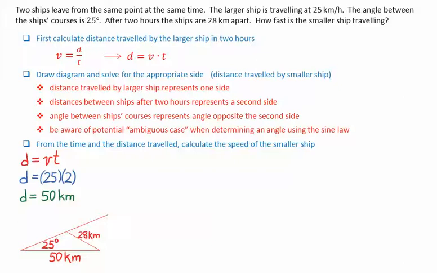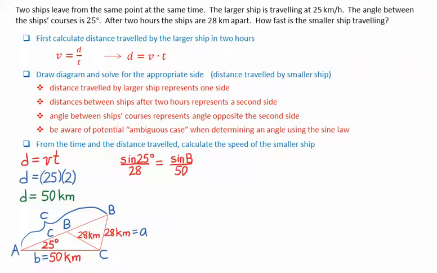Note here, though, that there are two possible triangles. We have two possible ways that we can have that second side being 28 kilometers. We will then use the sine law initially to calculate, first of all, sine B and then angle B. Note that in the initial case, we're going to be calculating the acute angle B, and then we have to get the obtuse angle B by subtracting it from 180 degrees.